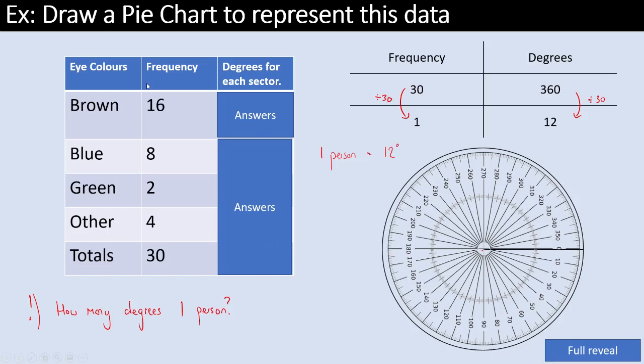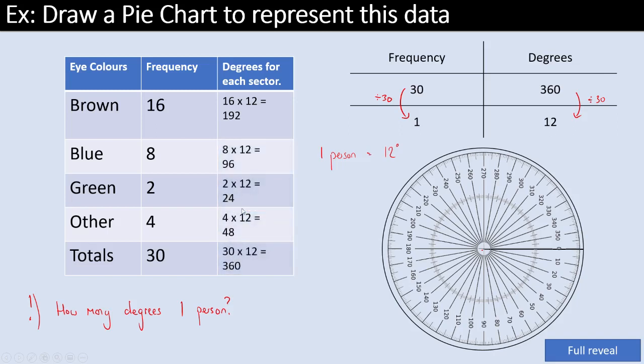Okay? I could say, well, if I've got 16 people, 16 times by 12 would be 192, and that tells me that my first section needs to have 192 degrees in it. I could do that for each of them. I could say, if I've got 8 people, okay, with blue eyes, then 8 times 12 would tell me how many degrees for the blue eyes. If I've got 4 people for my others, I could do 4 times 12 to get me how many degrees for my others. Okay? And that's how I can tell how many degrees should be in each sector.